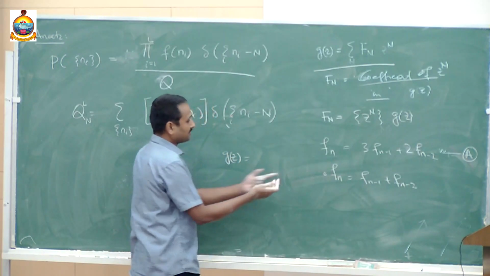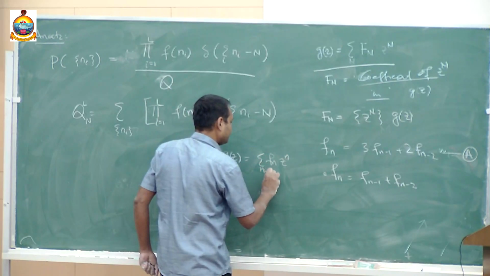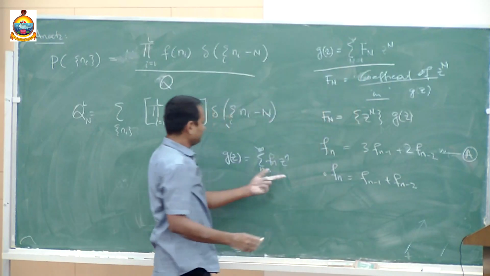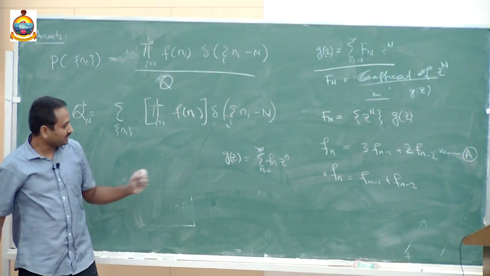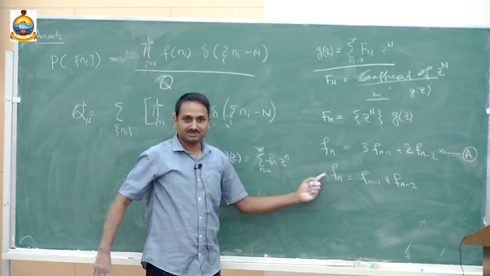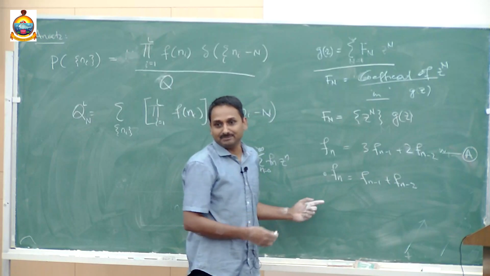g(z) equal to just Fn. You want to calculate Fn, just write Fn z to the power n, summation over n equal to 0 to infinity. Okay. So this is what you call the generating function. Now use this here. Just make a sum here: both sides you multiply by z to the power n and make a sum.